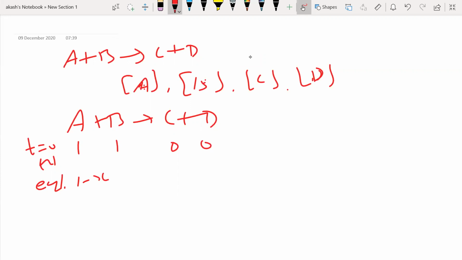And obviously, if one mole of A reacts, I require 1 mole of B, 1 mole of C is formed, and 1 mole of D is formed. That's the stoichiometry. So 1 minus X here, and here also it will be 1 minus X. Here it will be X, and this will be X. Done. Again, this is the number of moles.